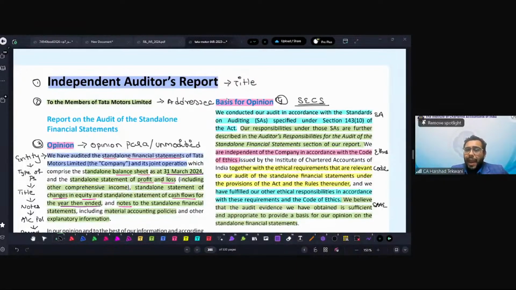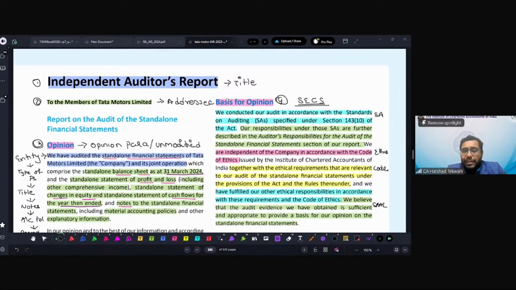Clear? Any doubt? Sir, yes. If our opinion is qualified or modified, then will we give the reason also in the basis of opinion? Yes, yes, absolutely. So the basis of opinion paragraph will undergo a change when there will be a modified, or we will say qualified opinion or adverse opinion. Even in the case of disclaimer of opinion, like there is no basis basically. That's why we are not able to issue an opinion and we are disclaiming.